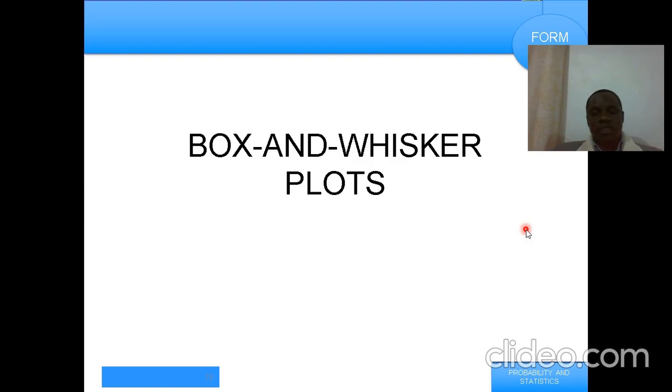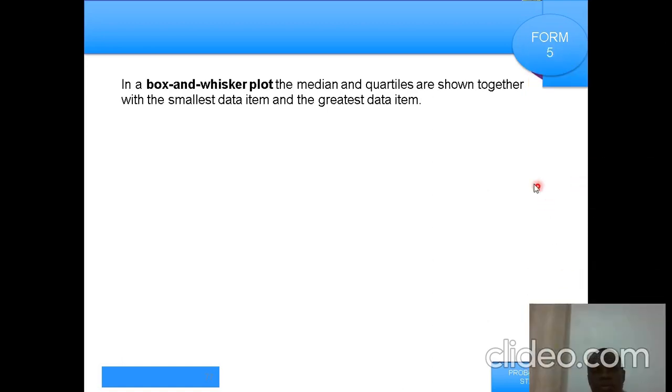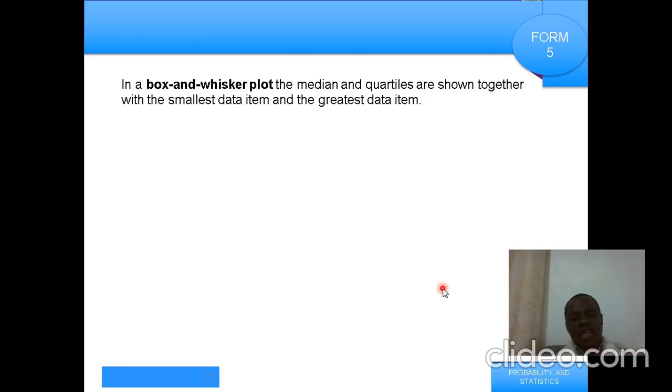Then we have the box and whisker plots. This is a new thing, I think, to you guys. In a box and whisker plot, the median and quartiles are shown together with the smallest data item and the greatest. So what we need for a box and whisker? Upper quartile. Okay, so we need the upper quartile. We need the median, we need the lower quartile, we need the lowest value, the smallest value, and the highest value. They are going to show.